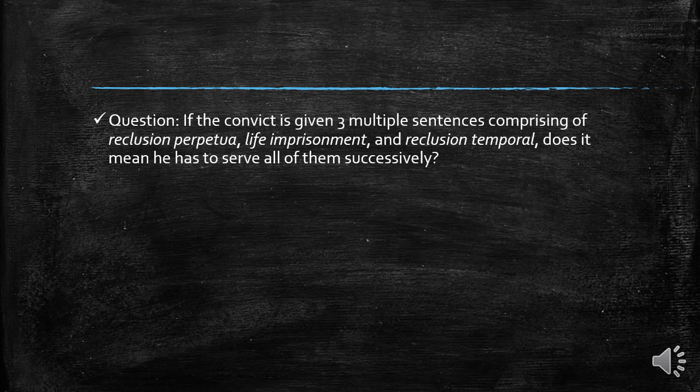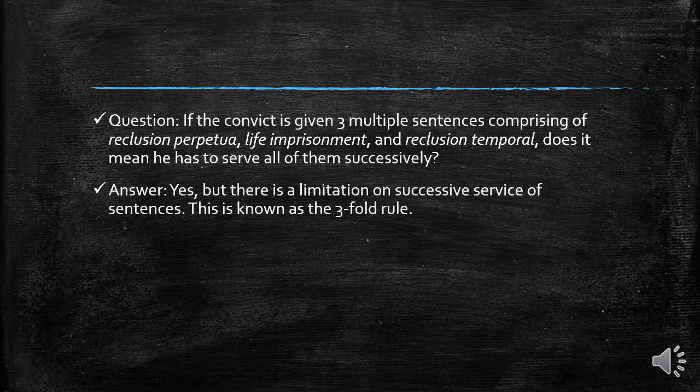Question: if the convict is given 3 multiple sentences comprising of reclusion perpetua, life imprisonment, and reclusion temporal, does it mean he has to serve all of them successively? Answer: yes, but there is a limitation on successive service of sentences. This is known as the threefold rule.